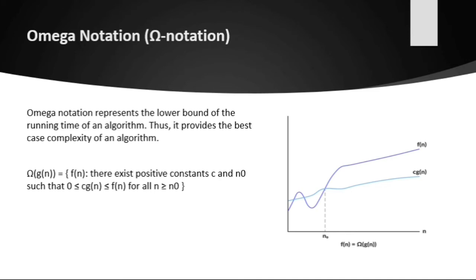Omega notation represents the lower bound of the running time of an algorithm. Thus, it provides the best case complexity of an algorithm. It can be described as a function f(n) belongs to the set omega(g(n)) if there exists a positive constant c such that it lies above c g(n) for sufficiently large n. For any value of n, the minimum time required by an algorithm is given by omega(g(n)) function.